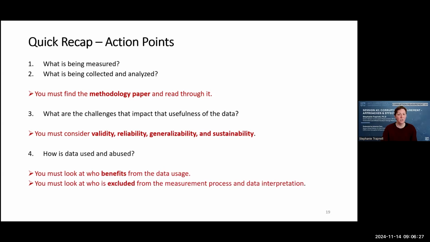And then how is data used and abused? Well, if this is important to you, and it's become more important, you must look at who benefits from the data use, and you must look at who is excluded from the measurement process and the data interpretation.